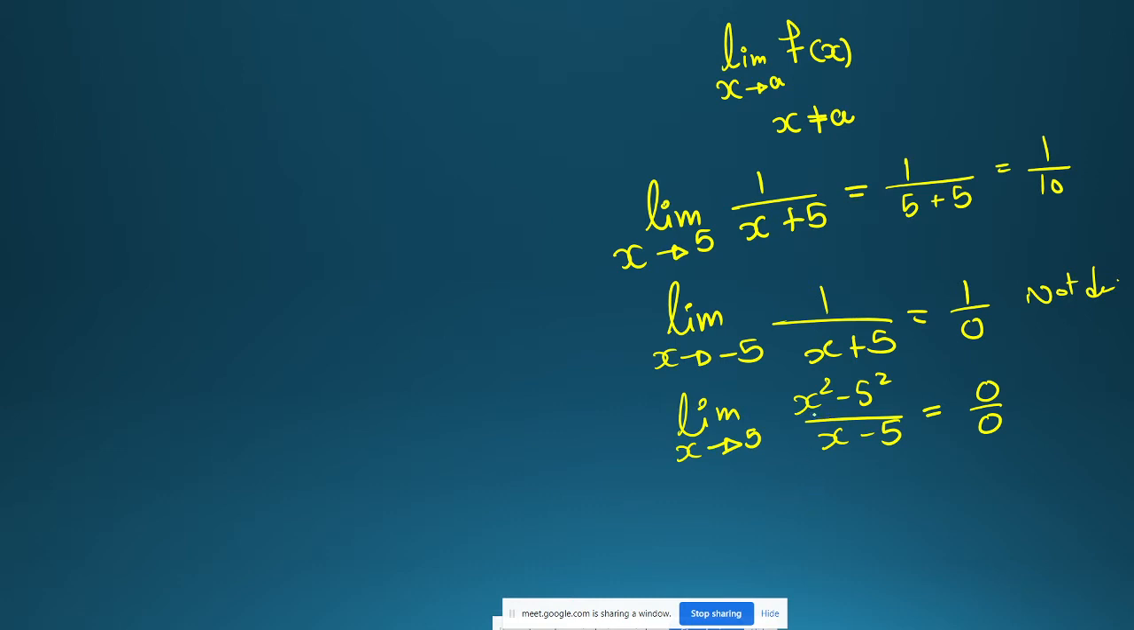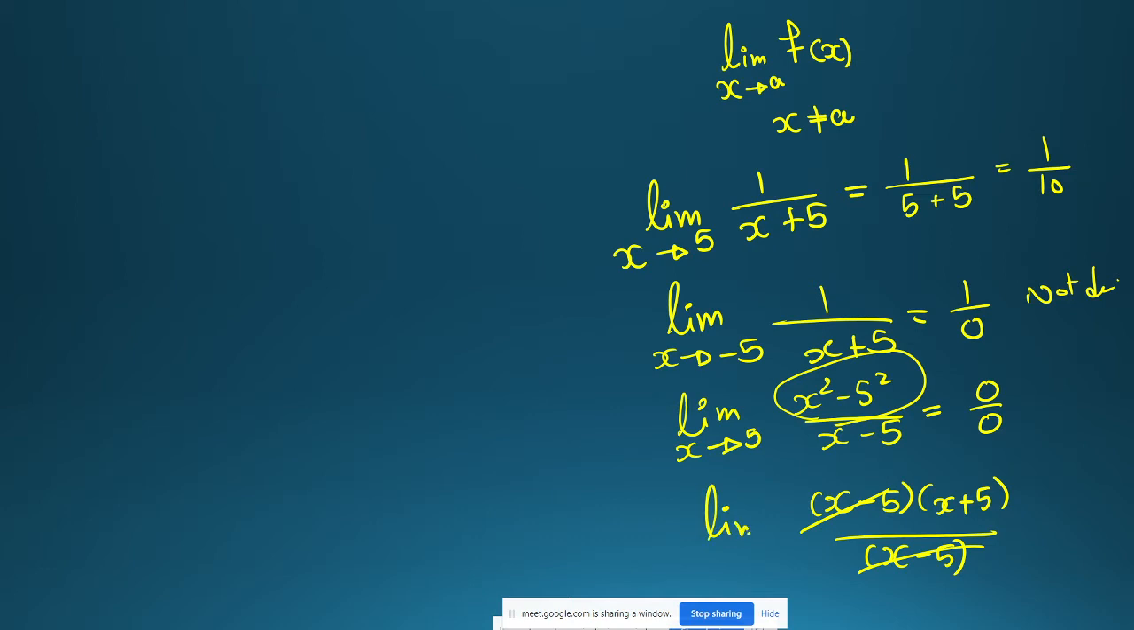What we can write in the numerator, a square minus b square, is nothing but a minus b times a plus b, right? So it is x minus 5 times x plus 5, and the whole thing divided by x minus 5. And in the next step, we cancel this. So now I see the denominator is not trouble because it got cancelled. I can directly substitute the value of x inside the function. I get 5 plus 5, and that is nothing but 10, right?